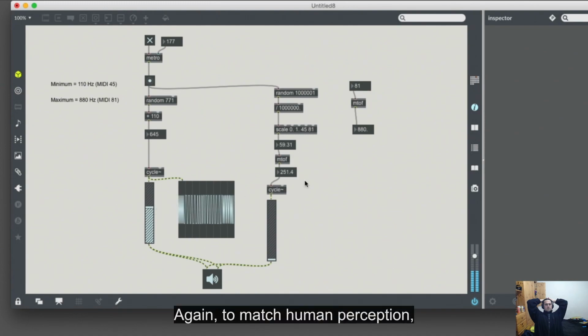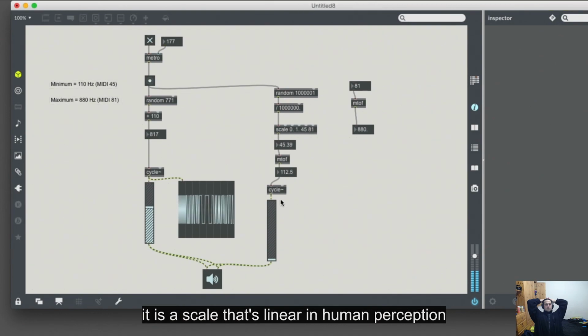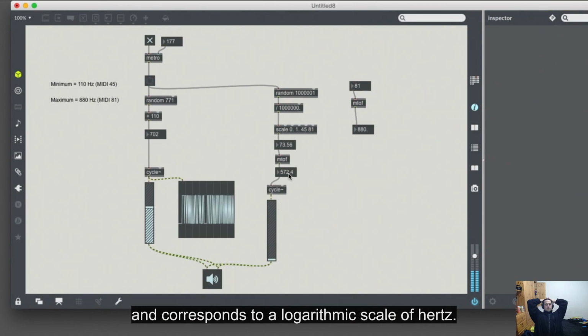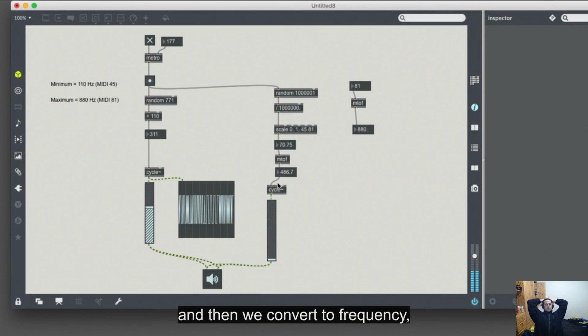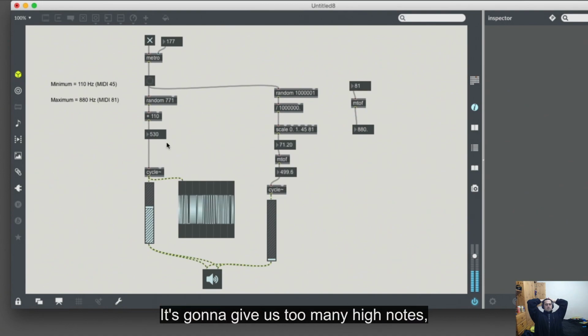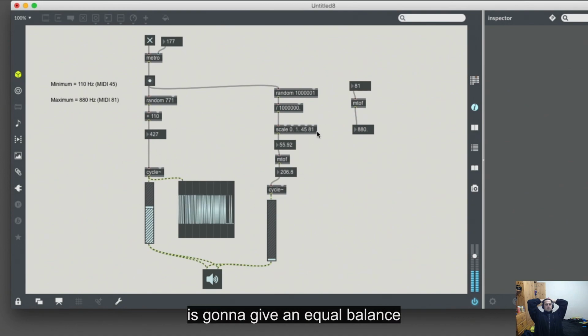So again, to match human perception, we want to use a log scale, and the MIDI note number scale, although MIDI has lots of problems, it is a scale that's linear in human perception and corresponds to a logarithmic scale of hertz. So if we choose a random number along the MIDI scale, and then we convert to frequency, we're going to get more low frequencies than high frequencies because each MIDI note number is equally likely. So this linear version is biased against low notes. It's going to give us too many high notes, whereas this version that's using a log scale is going to give an equal balance of low, medium, and high notes.